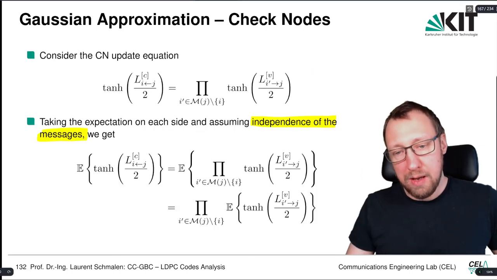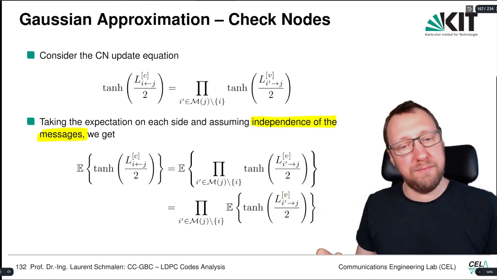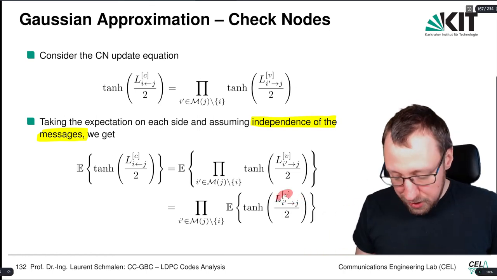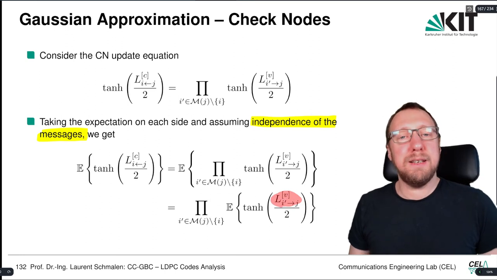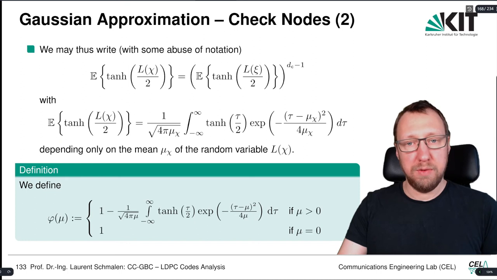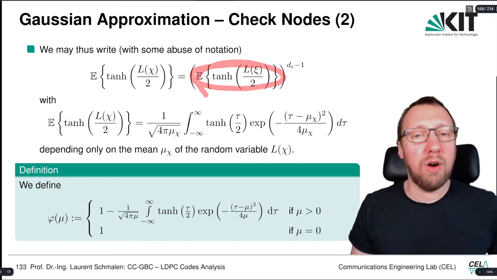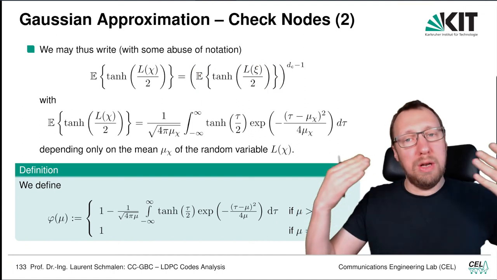Why can we do this? Because these messages all have the same distribution. So this is essentially a random variable that has a distribution of L of Xi. So the expectations are all the same, and we can take them to the power dc minus 1.